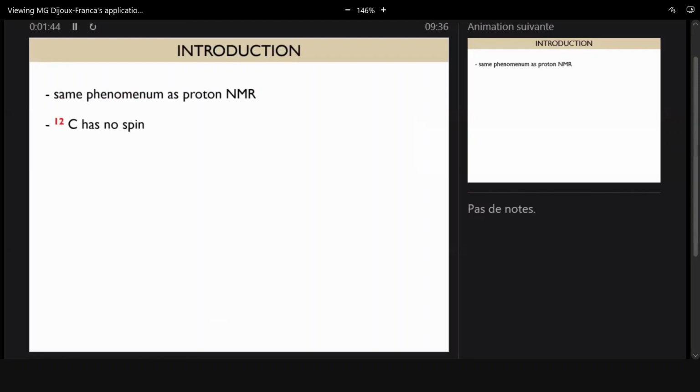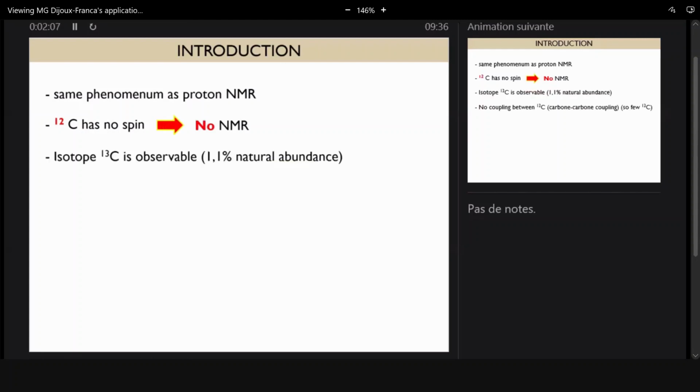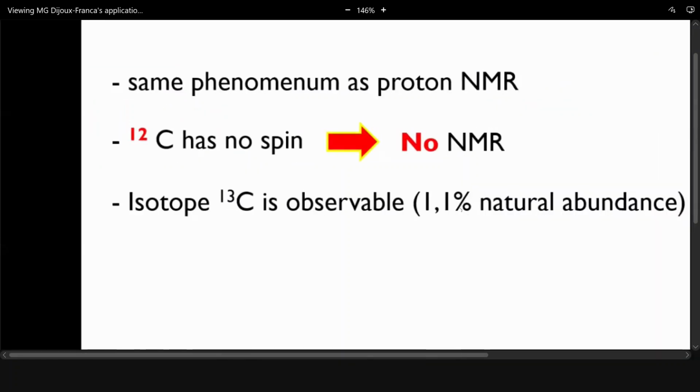So as I said, carbon-13 NMR is based on the same phenomenon as proton NMR spectrum. We don't observe the carbon-12 because it doesn't have a spin number, so we don't have the NMR phenomenon. But we can observe the isotope carbon-13, but the problem is that the natural abundance is very low, only 1.1%, compared to the proton, which is around 99%.